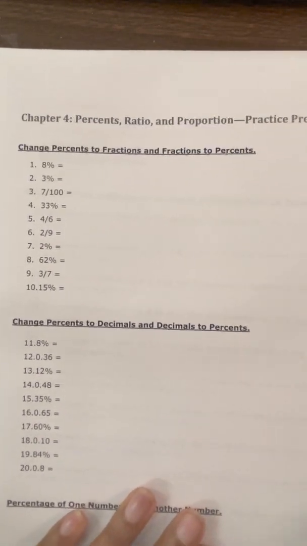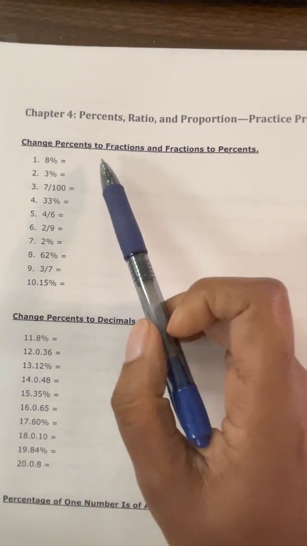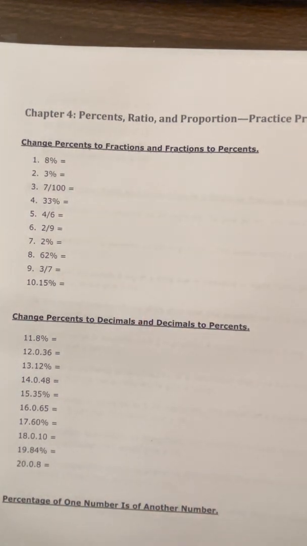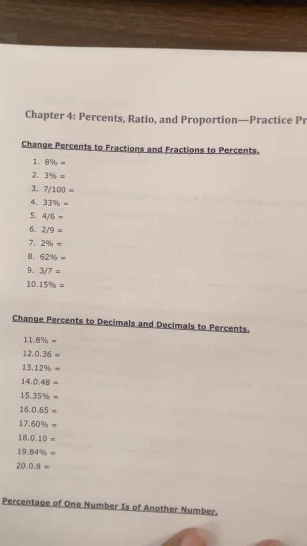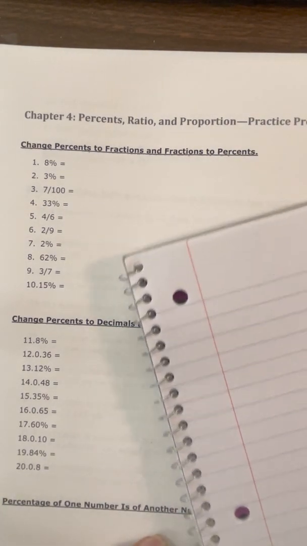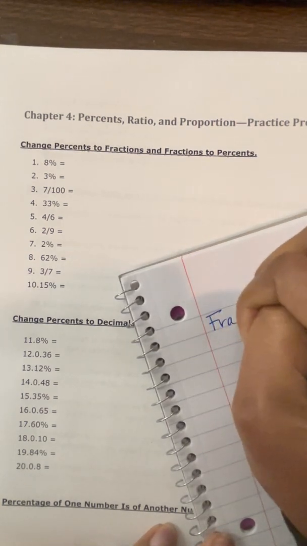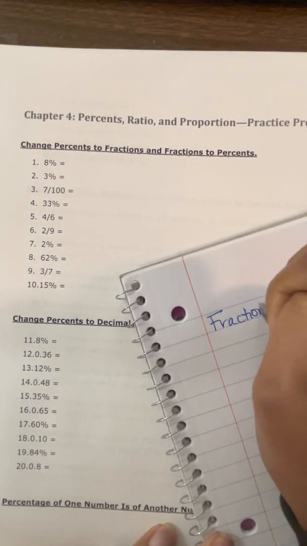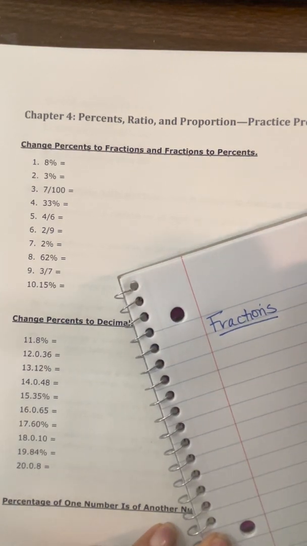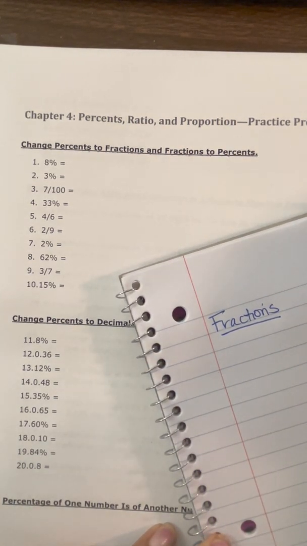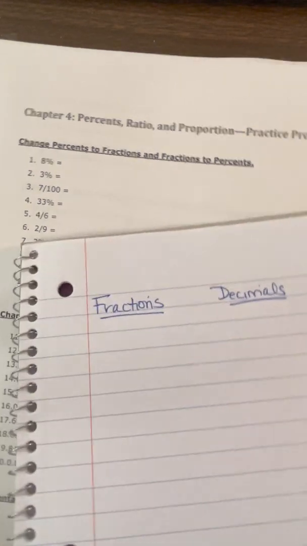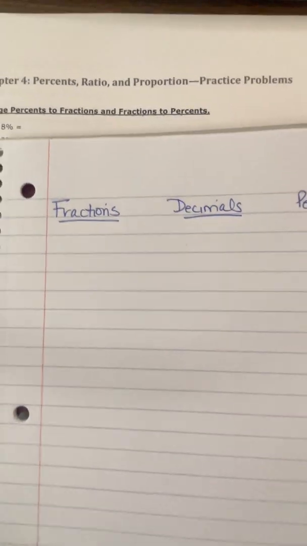Okay, this section is entitled Percents, Ratio, and Proportion. The first step we're going to do is change percents to fractions and fractions back to percents. So first, I love tables: fractions to decimals, and from decimals to percents. Okay, I had to get that down.